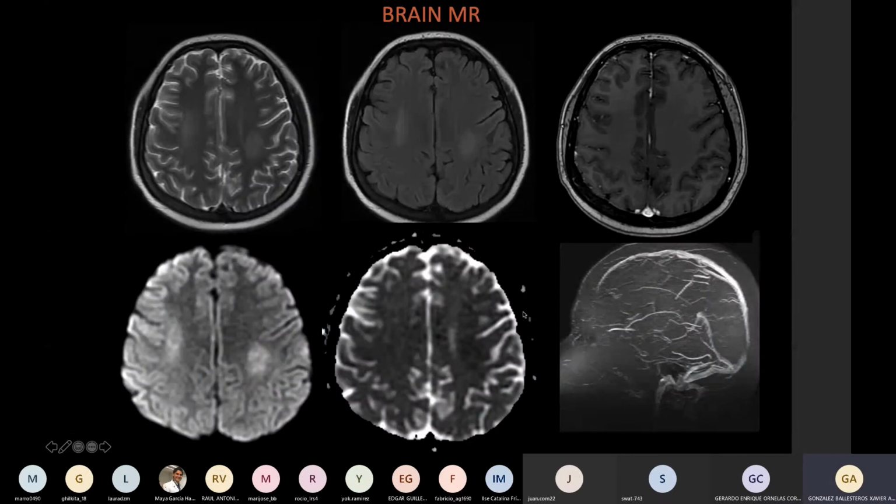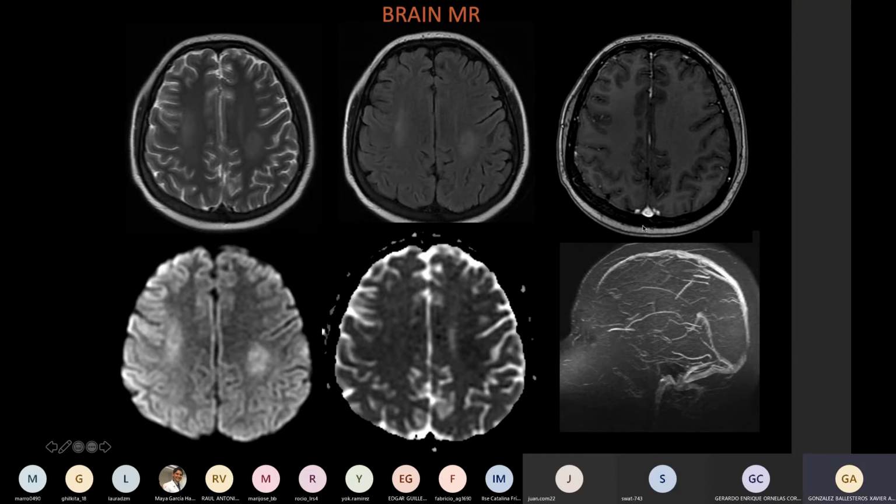In our patient, a second brain MRI was performed 5 days after the onset of the symptoms. By now, the patient presents a complete resolution of the symptoms. And here, I'm showing you T2 and FLAIR images that show more evident hyperintensities in the corona radiata, bilateral, in these areas.